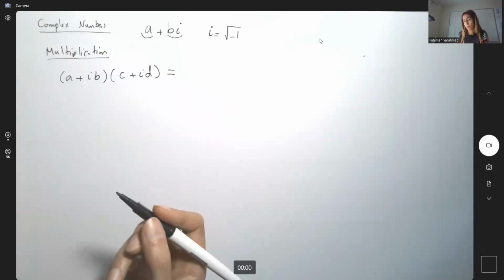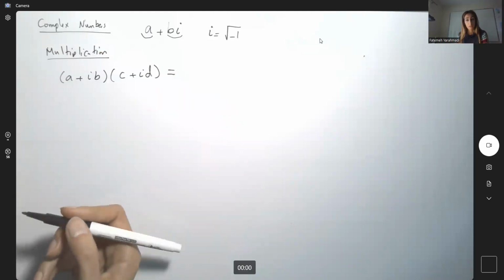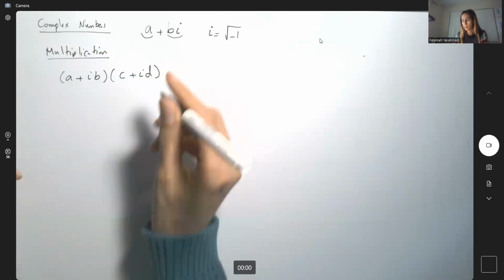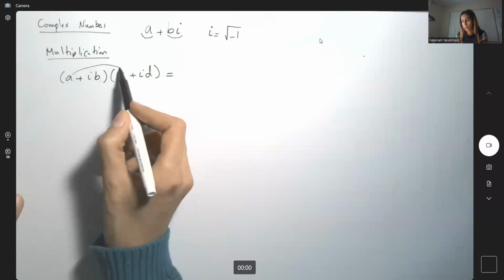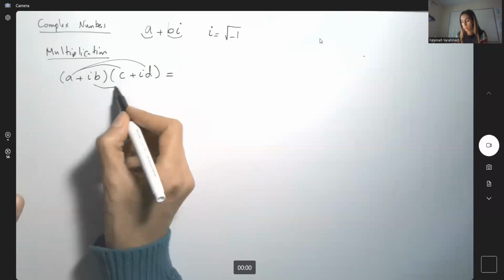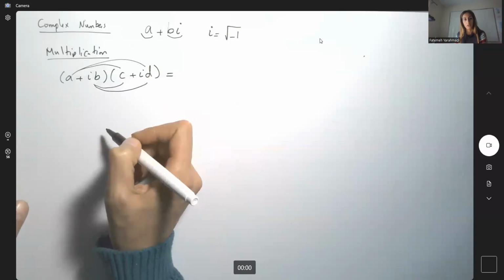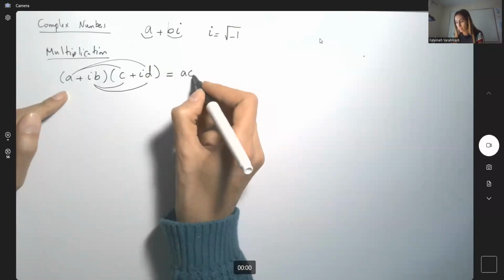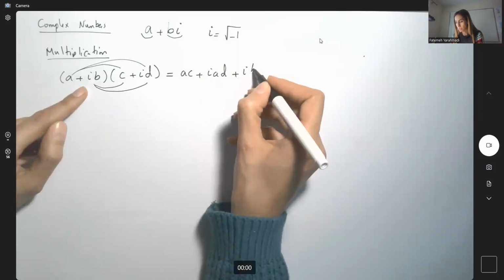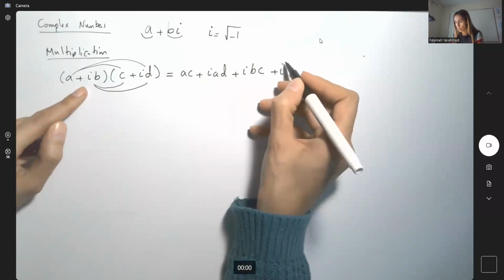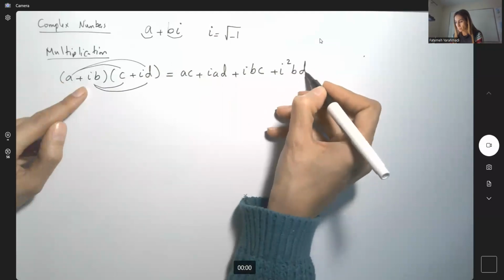So some of you might say, hey, the method is called FOIL. Some others might say just distribution. We're going to distribute A into parentheses, then we're going to distribute IB into parentheses. So you have AC plus IAD plus IBC plus I squared BD.